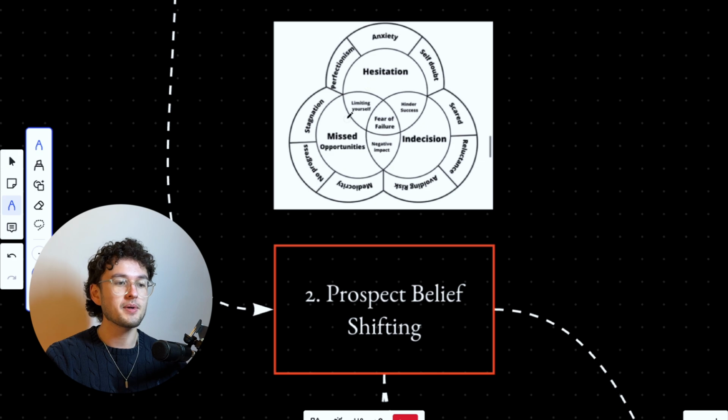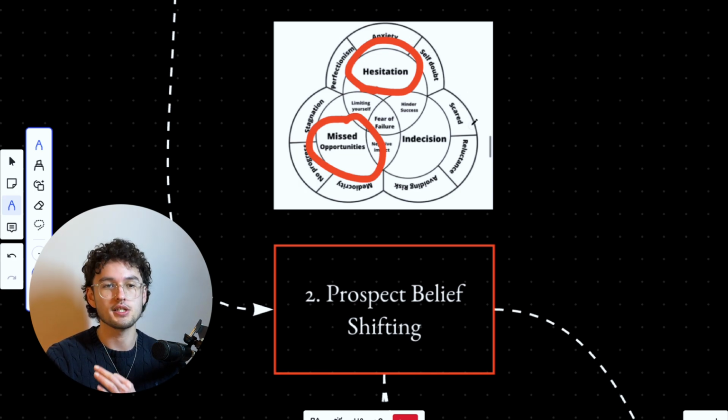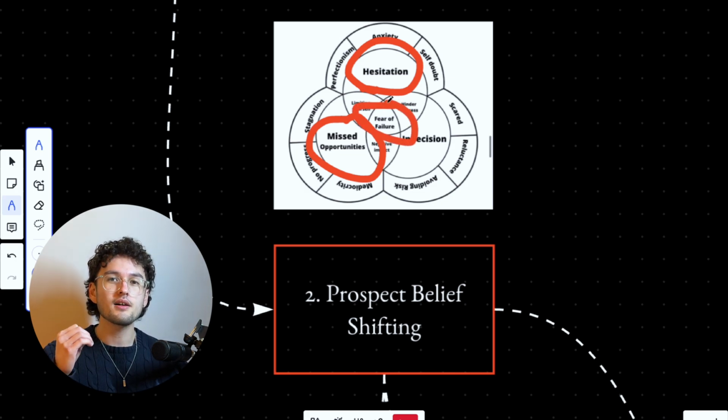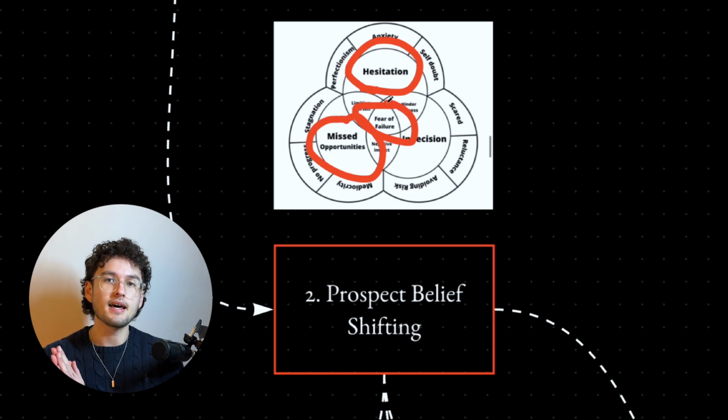So we can do that by highlighting things like missed opportunities, things that they're hesitant on, things that bring them anxiety, self-doubt, make them scared, or reluctant to take action. And ultimately, at the center of all of this is the fear of failure. So highlighting the things that will lead to them failing.